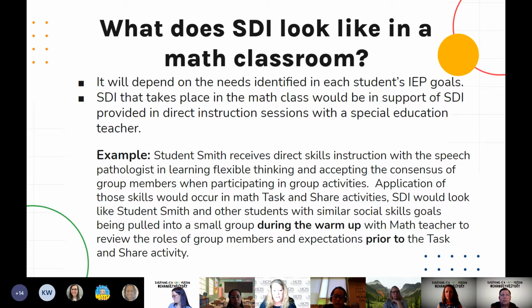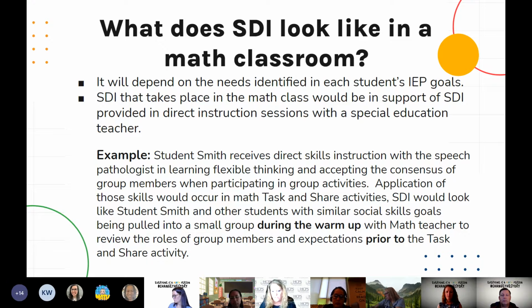Specially designed instruction does not have to happen every day. It does not have to happen every class, but it does have to be purposeful and intentional for the student. It could be they do a different warm-up assignment from the others in a small group setting with the teacher. That could be what they need for that particular day, lesson, content, whatever it may be.